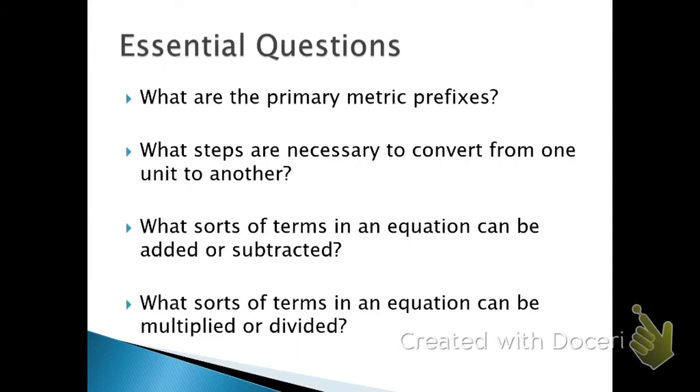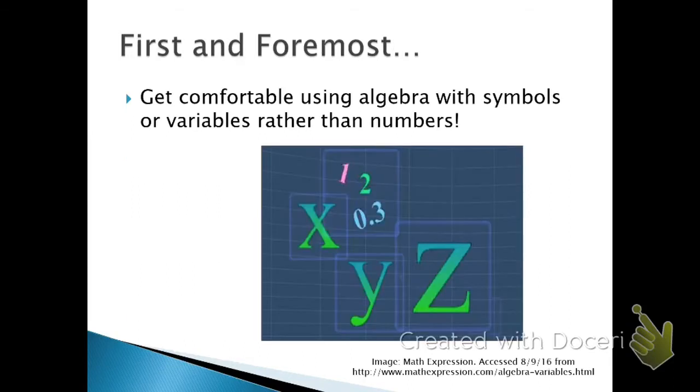So, at the end of this video, you should be able to answer these questions. What are the primary metric prefixes? We're all about the metric system here. What steps are necessary to convert from one unit to a different one? What kind of terms can be subtracted, added? What kind can be multiplied or divided?